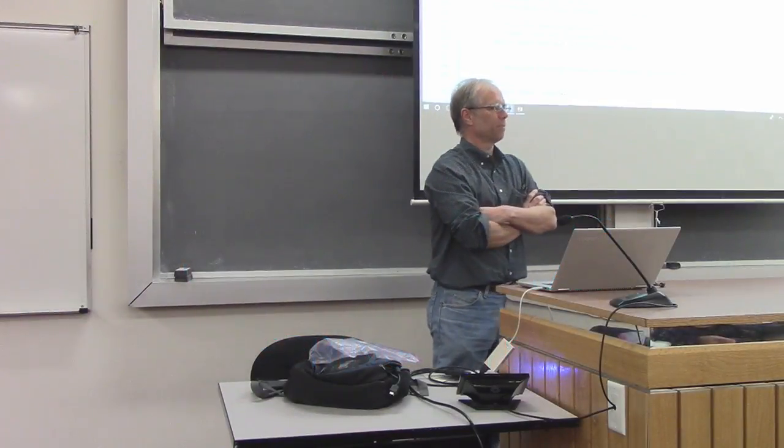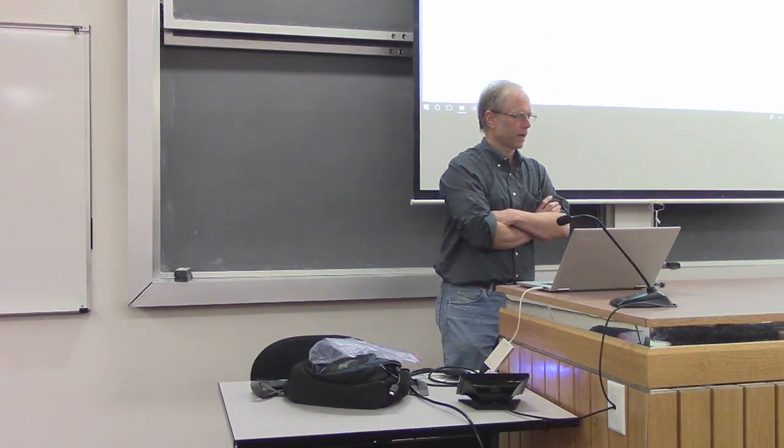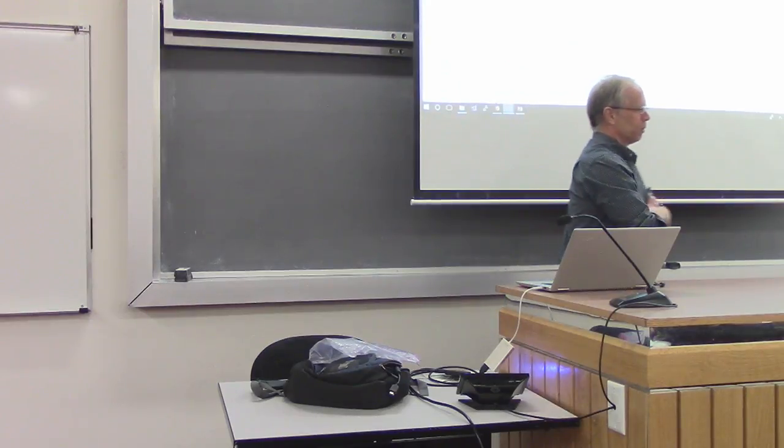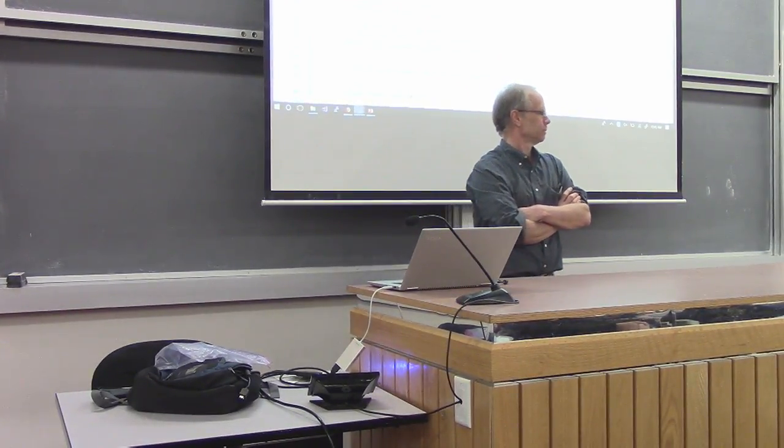Ways of coping with NP-complete problems. Two common techniques are backtracking, intelligent backtracking, and branch and bound. Backtracking is appropriate when you are doing a search problem. You just need a solution.